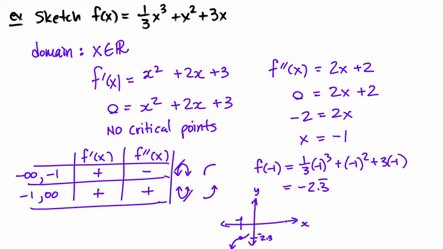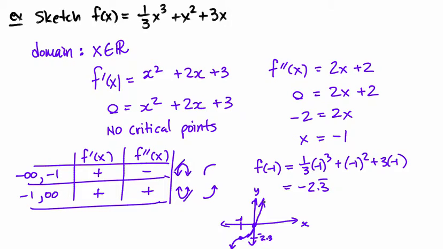Now, if I want to know what the value is of the x intercept, I could make y equal to 0 and solve this, and it turns out it's 0. So it goes right through that point and up.